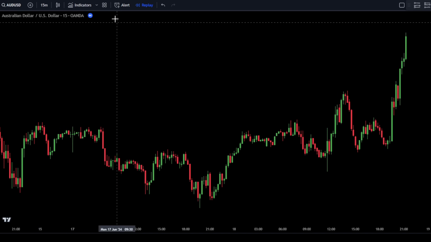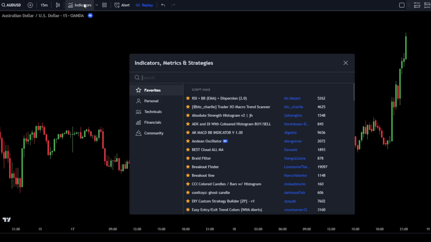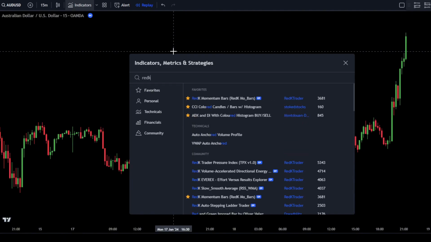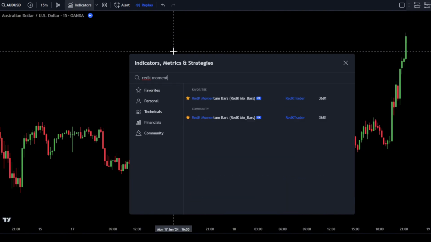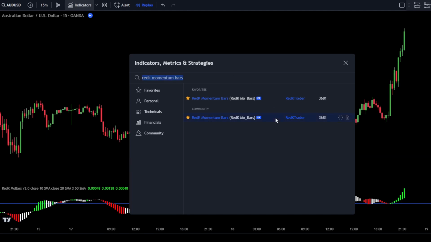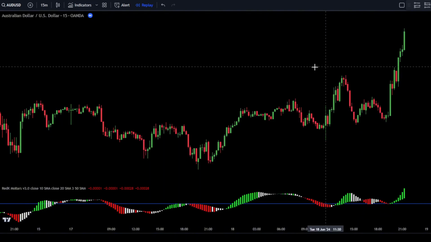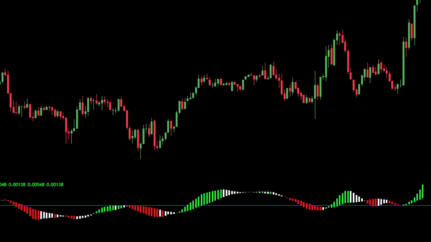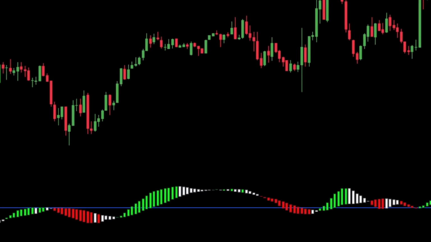Next, go to the Indicator Search tab. In the search bar, type redK momentum bars. Then, select the redK momentum bars indicator from redK Trader. This indicator will be used as a signal filter in the market.